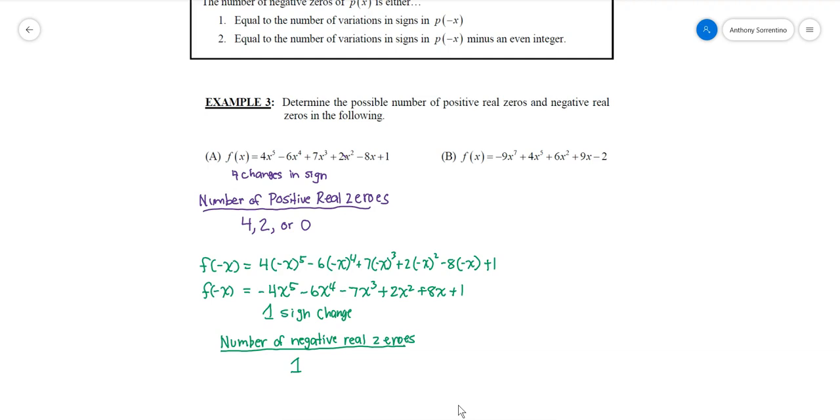Then let you try it. I want you to tell me how many possible numbers of positive real zeros there are, and I want you to tell me how many possible numbers of negative real zeros there are in B, and then we're going to go over it.